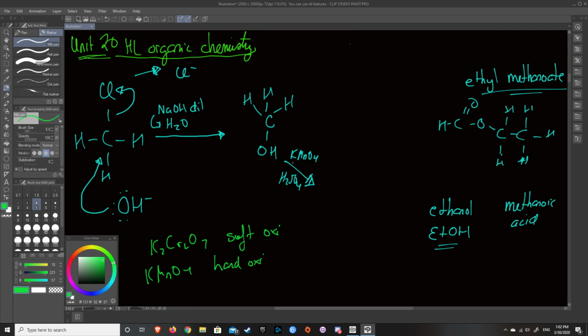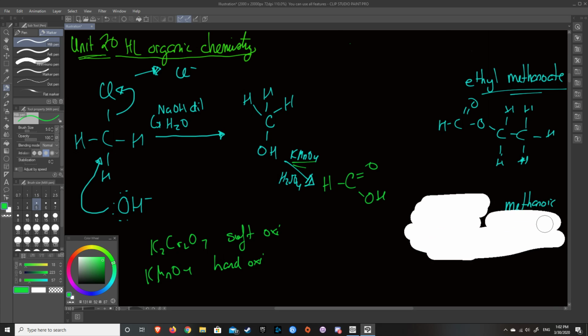Let's use a stronger oxidizing agent in order to oxidize this alcohol to methanoic acid. Now we've got COOH with the H. Now we've got methanoic acid. So that's one of the things that we need to make the ethyl methanoate. And the last thing that we needed is we only needed to react it with ethanol.